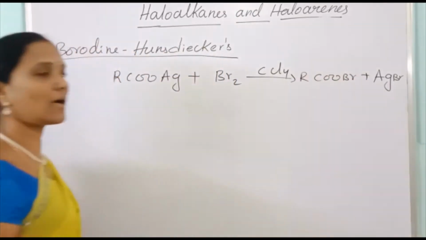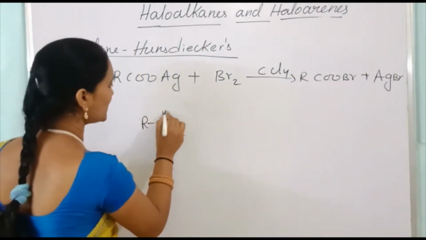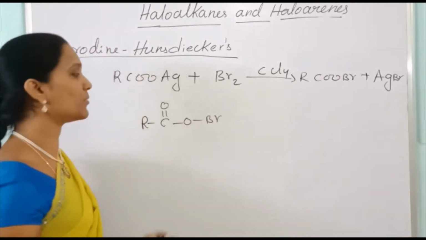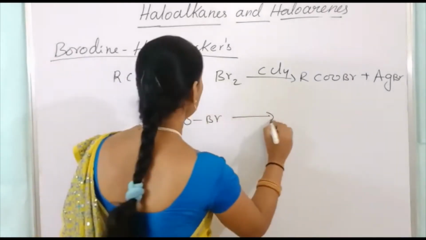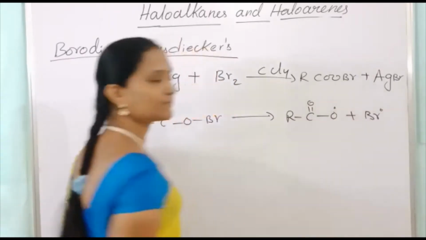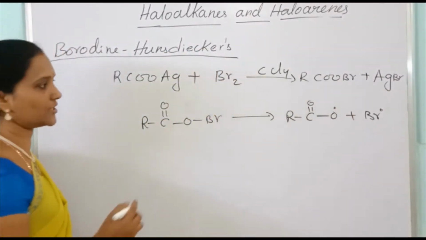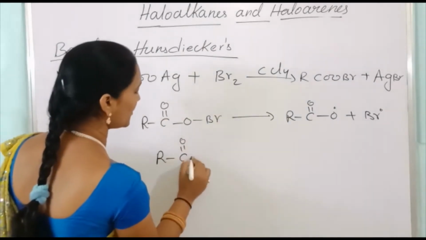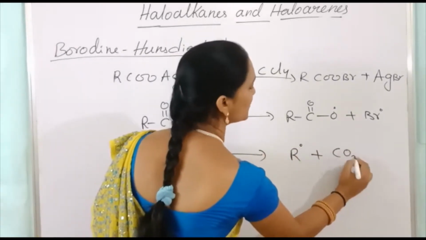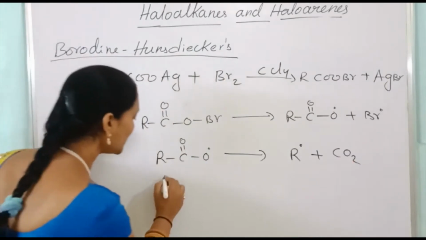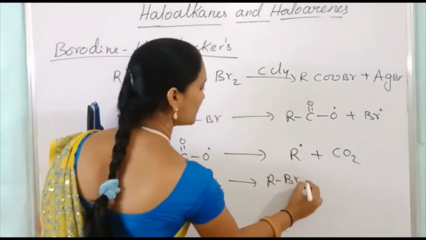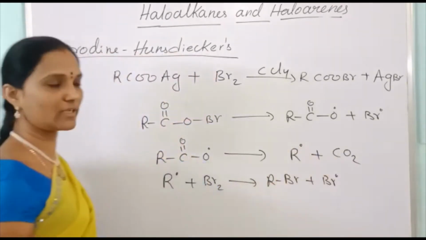And what we are getting here is RCOOBr. This O-Br bond is very weak. Because of the weak O-Br bond, it decomposes to RCOO free radical and bromine free radical. This is the chain initiation step. Now propagation: this free radical changes to R free radical and CO2, carbon dioxide, is released. Then this R alkyl free radical reacts with bromine, giving RBr, alkyl bromide, and a bromine free radical.